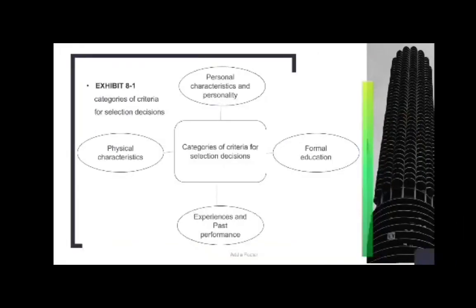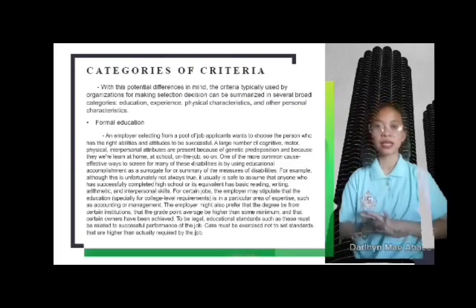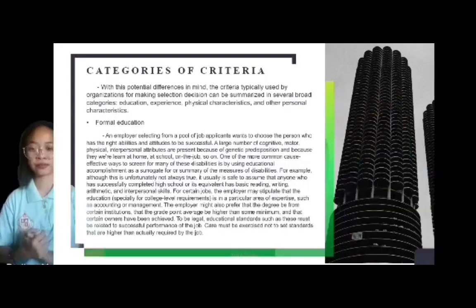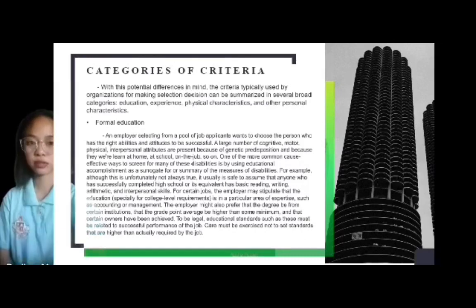Exhibit 8-1, Categories of Criteria for Selection Decisions. Categories of criteria. With these potential differences in mind, the criteria typically used by organizations for making selection decisions can be summarized in several broad categories, and those are education, experience, physical characteristics, and other personal characteristics.